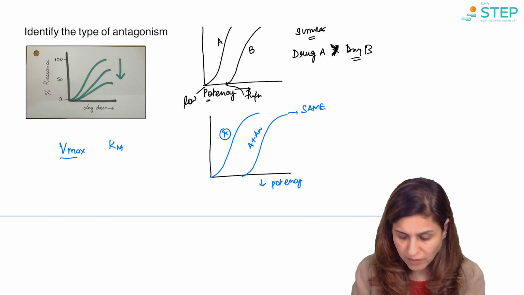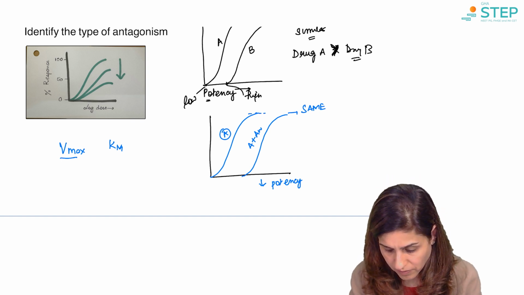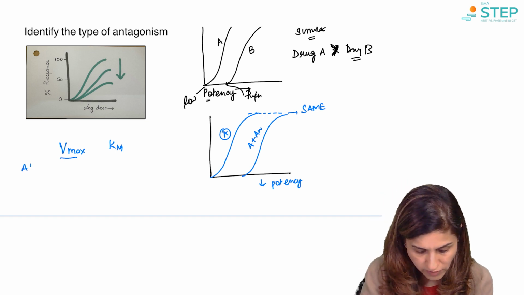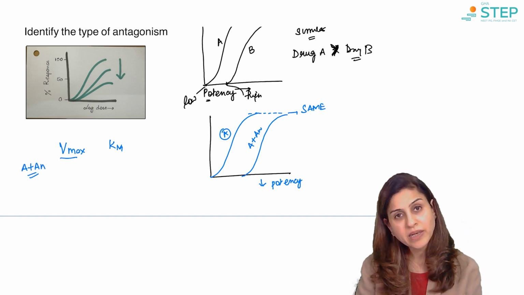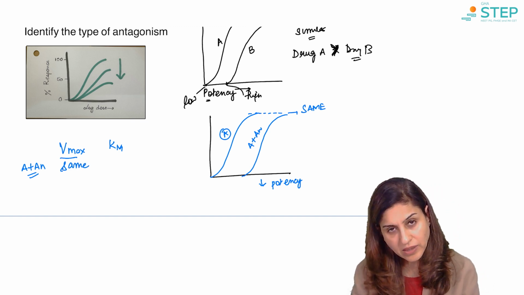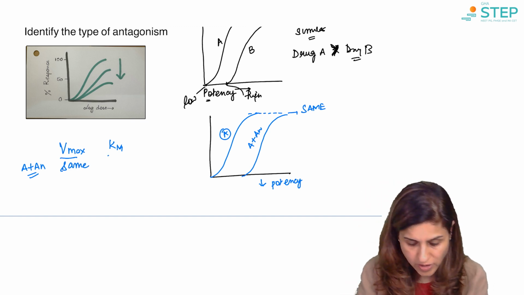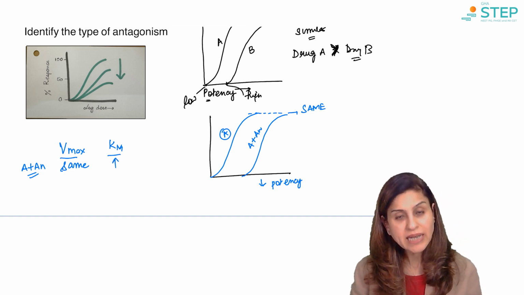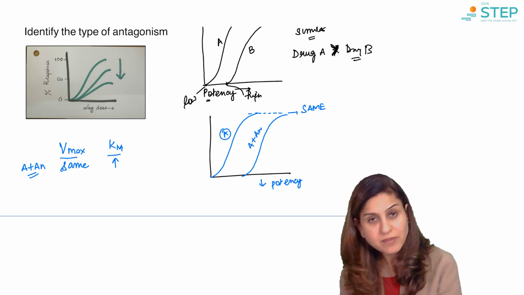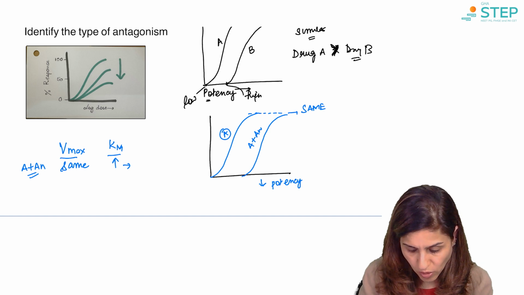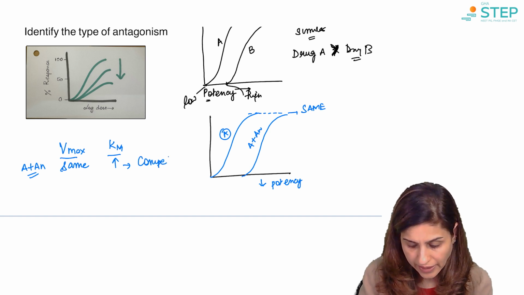So here if you see Vmax, this maximum action. So when you give an antagonist, what is happening to the Vmax? It is remaining the same. But what is happening to the dose here? More dose is required. So Km has increased, right? So such type of antagonism where the Vmax remains the same and the Km increases is called competitive antagonism, right?